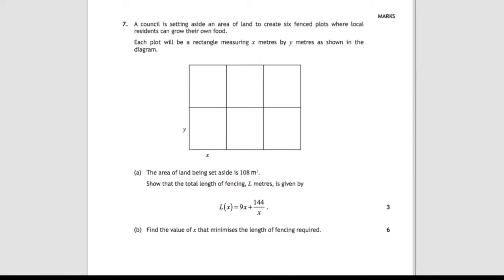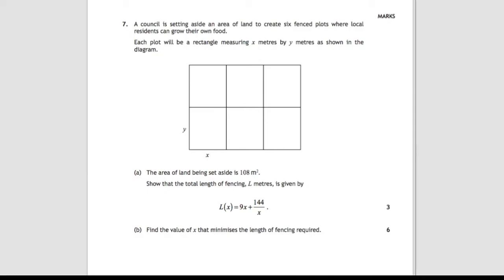A council is setting aside an area of land to create 6 fenced plots where local residents can grow their own food. Sounds like a sort of a feudal state. Each plot will be a rectangle measuring x by y as shown in the diagram. So this is looking ahead of COVID, when the grocery stores are empty and we're just all keeping plots of land and growing our potatoes and turnips. Right, now the area of land being set aside is 108 square meters. So that's the constraint, and you see how these optimization problems nearly always involve a constraint.